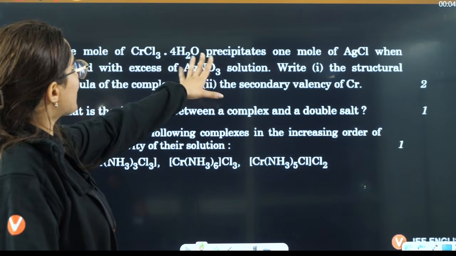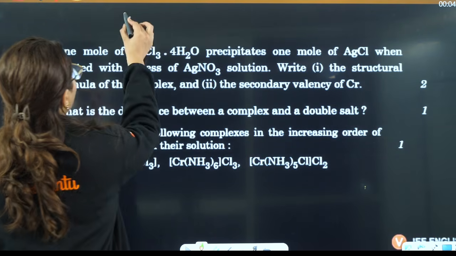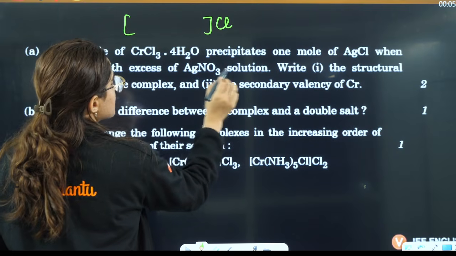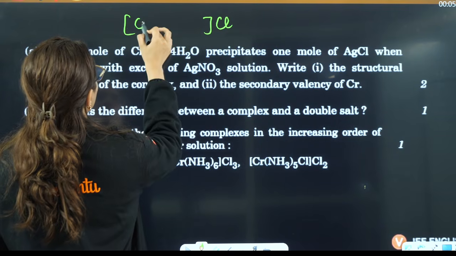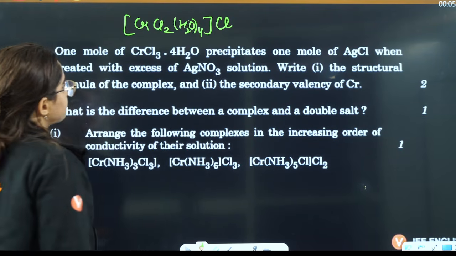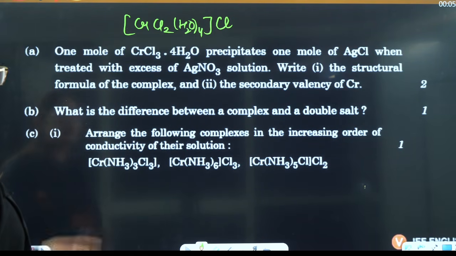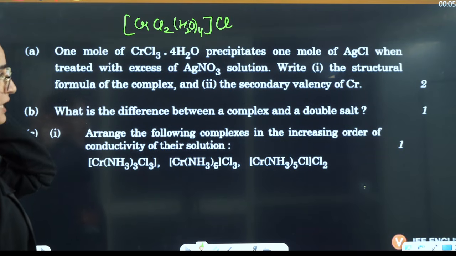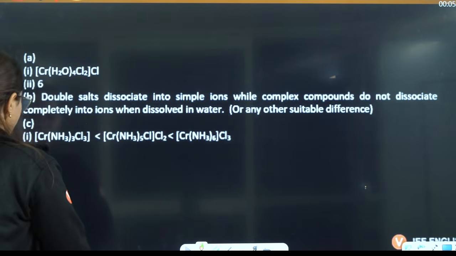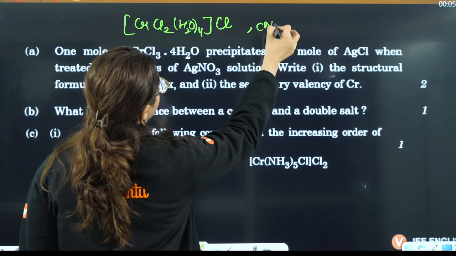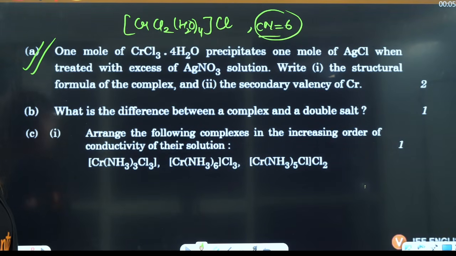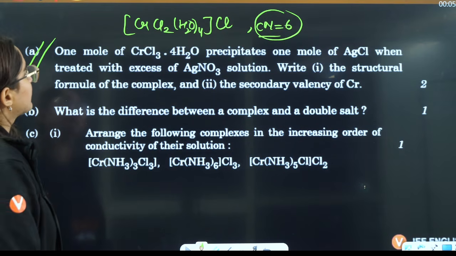1 mole of this precipitates 1 mole of AgCl. Okay, 1 mole precipitates 1 mole of AgCl, which means 1 Cl is outside when treated with excess of this. Write the structural formula. So chromium, 2 Cl will be inside and 4 water will be inside. Okay, structural formula we have written, secondary valency of chromium. Now how do you write the secondary valency? Secondary valency means coordination number. That is going to be 6. Primary valency means oxidation number, right?